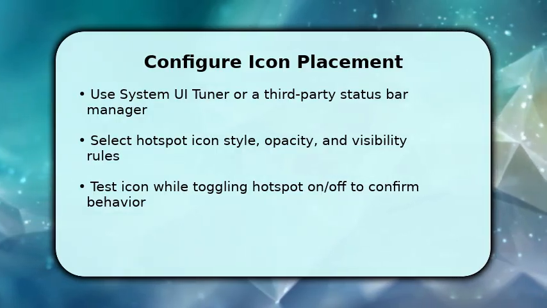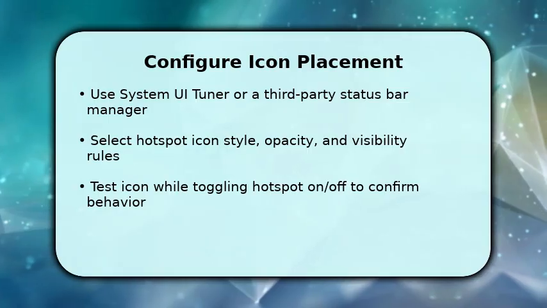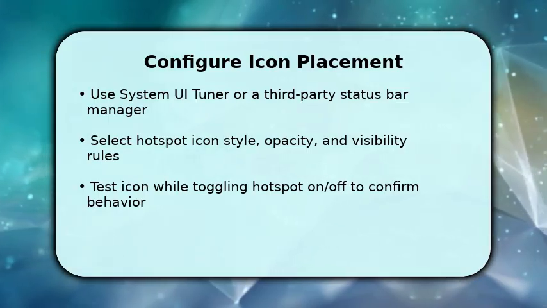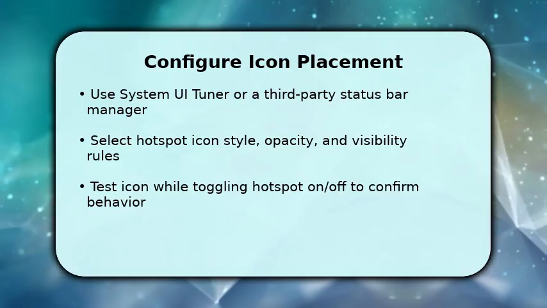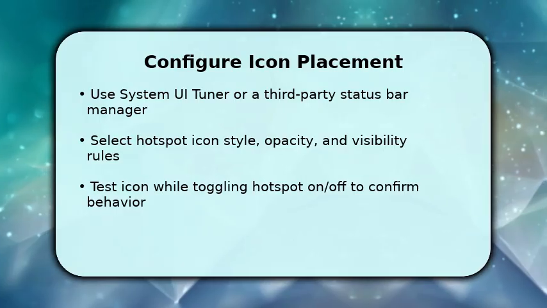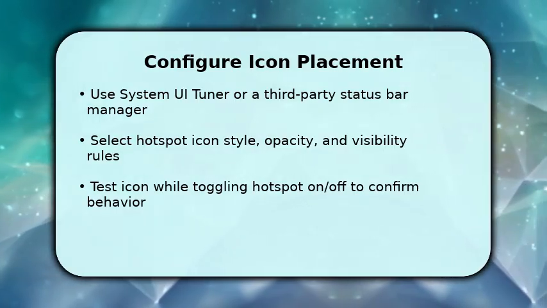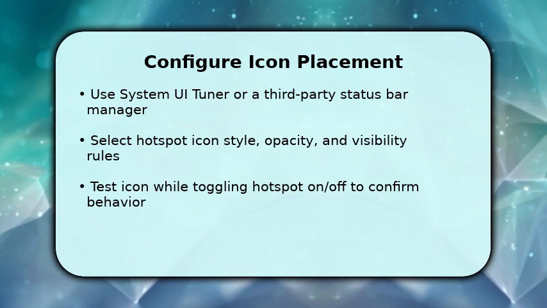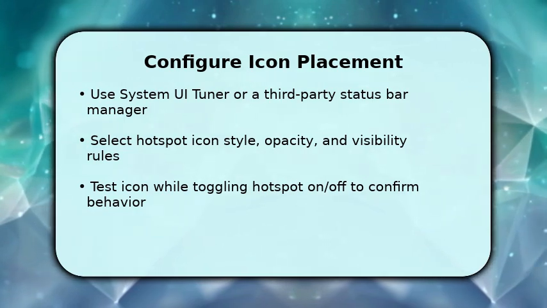Next, set conditions. Show only when tethering active or always visible for quick toggling. Apply changes and then toggle mobile hotspot on and off to verify state transitions. If the icon doesn't show, recheck permissions and restart the system UI process to force a refresh.